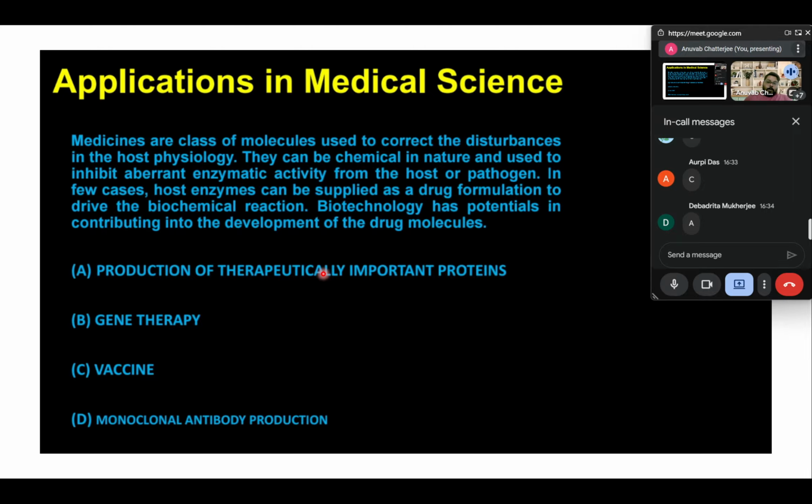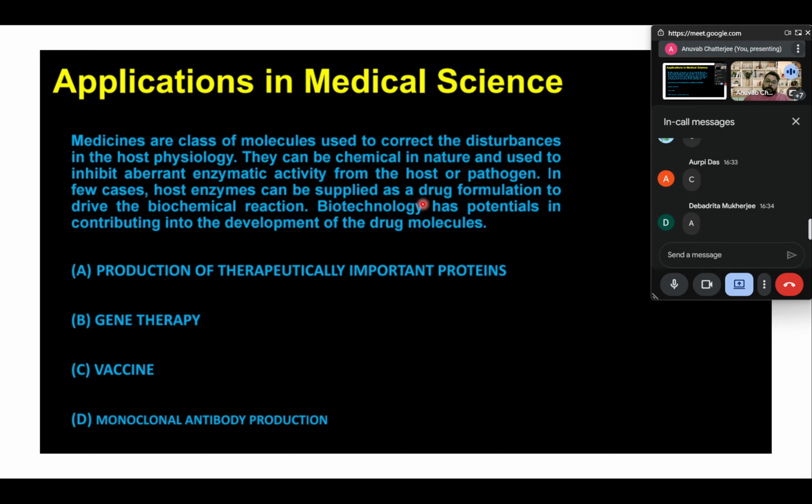So we have already gone through a bit of how molecular biology is used in the food industry. Now we are going to look at how exactly it is used in the medical sciences. Medicines are a class of molecules used to correct disturbances in host physiology. They can be chemical in nature and used to inhibit aberrant enzymatic activity from the host or pathogen. In a few cases, host enzymes can be supplied as drug formulation to drive biochemical processes.